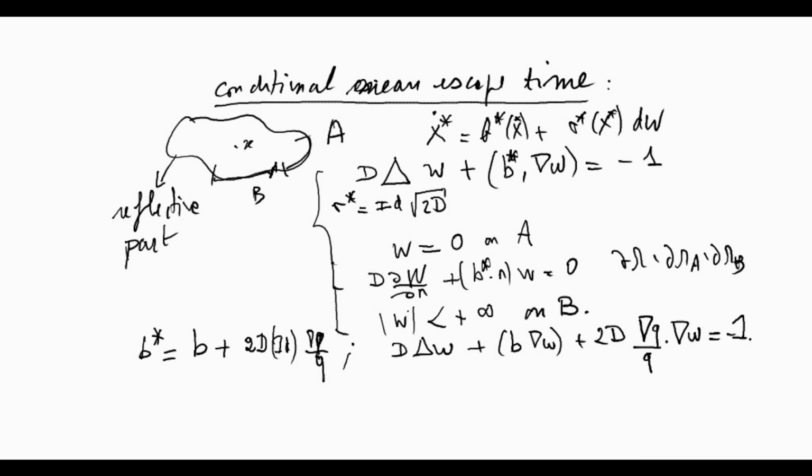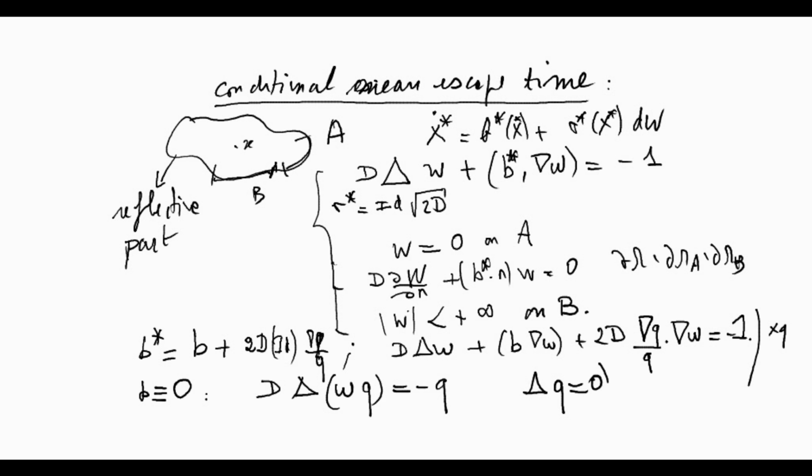And now if we assume here for simplicity that B equals 0, then we are left with an equation which can be written as d Laplacian of W multiplied by Q equals -Q. Just multiply everything here by Q and use the fact that Laplacian Q equals 0.